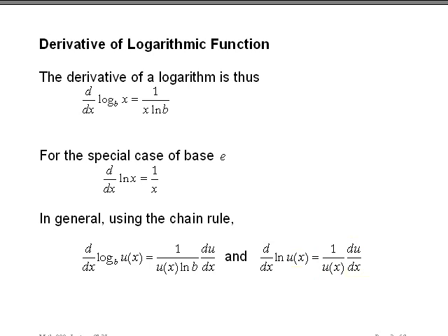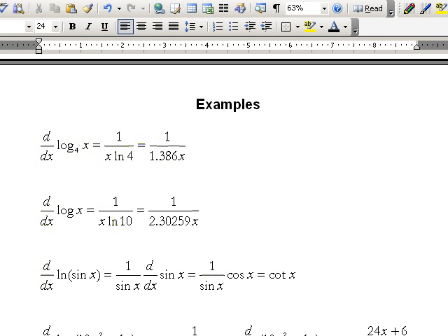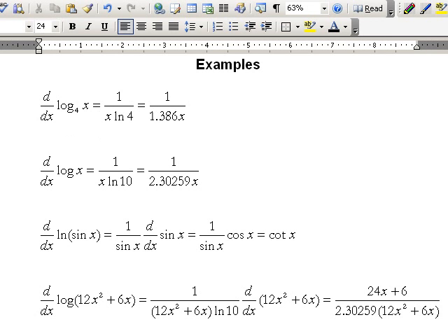If we're using an arbitrary base, we're taking the derivative of log to the base b, and the argument is some u of x. The derivative of the outside function is 1 over u of x times the natural log of that base. Then you have to take the derivative of the inside function, this unspecified u, so you have to multiply by du by dx. If I want to take the derivative of log to the base 4 of x, the answer is 1 over x times the natural log of 4.